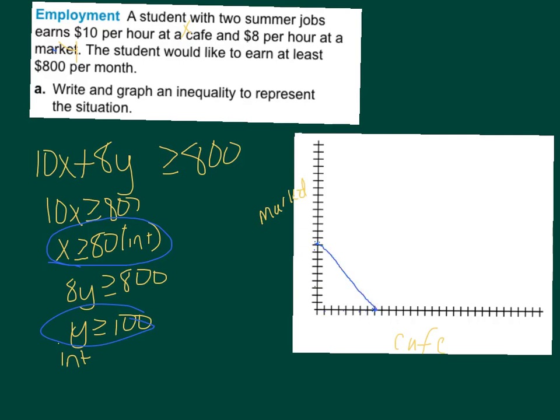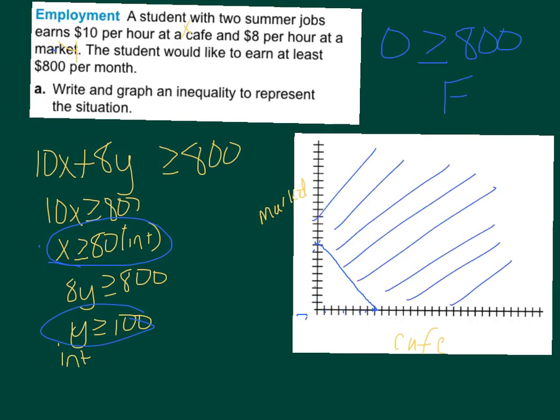Now I need to know which side I'm going to shade on my line. So I'm going to plug in 0, 0. When you make your x value 0 and your y value 0, what happens to this whole thing? It becomes 0. So I get 0 is greater than or equal to 800. That is a false statement. So right here where my 0, 0 is, it's false. This side is false, which means I need to shade the true side, which is over here. And there's my graph of the information. Have a great day.